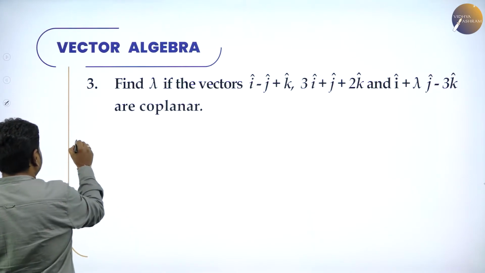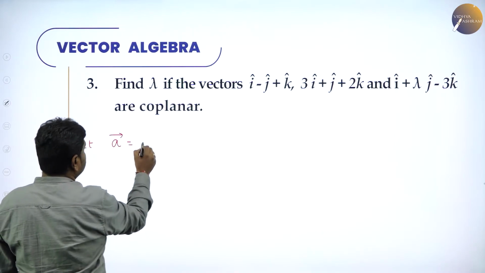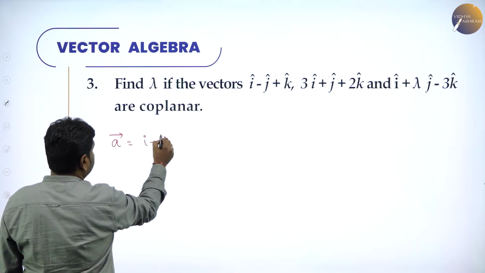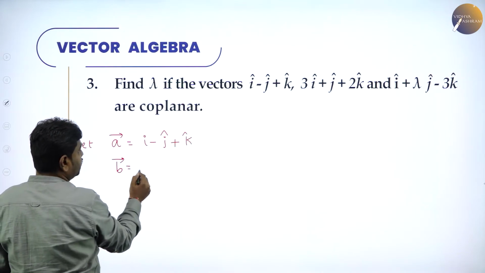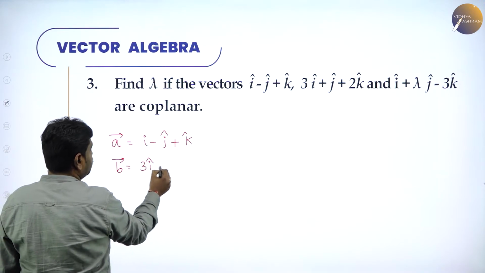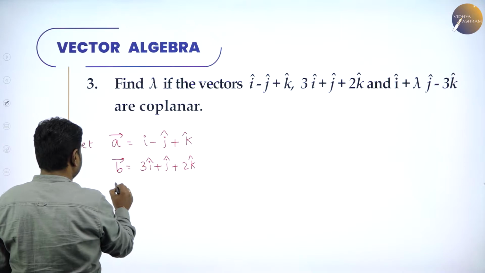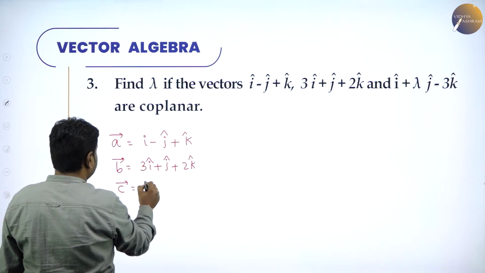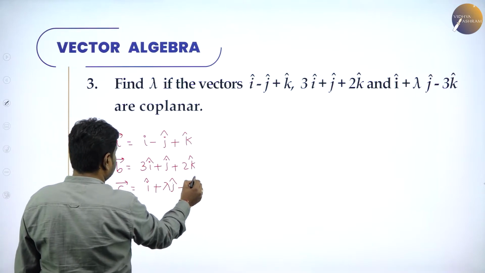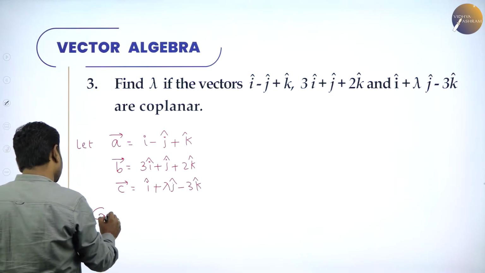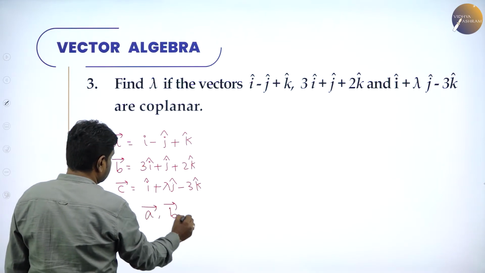So let us assume there are three vectors. Let vector A be the first vector: i cap minus j cap plus k cap. Vector B is the second vector: 3i cap plus j cap plus 2k cap. And vector C, the third vector, is i cap plus lambda j cap minus 3k cap. They have given that vectors A, B and C are coplanar.